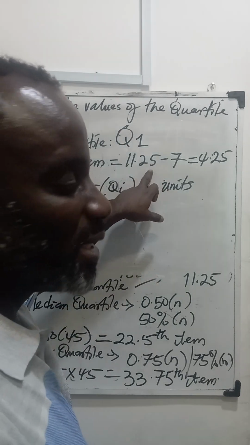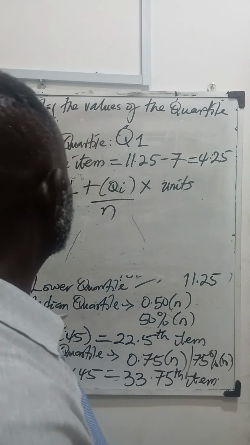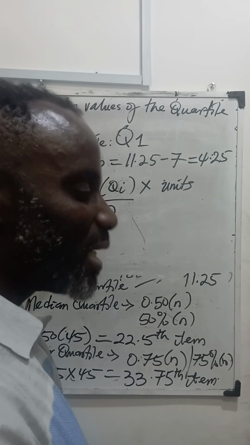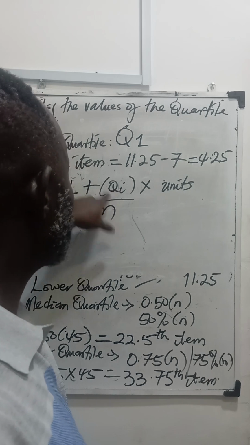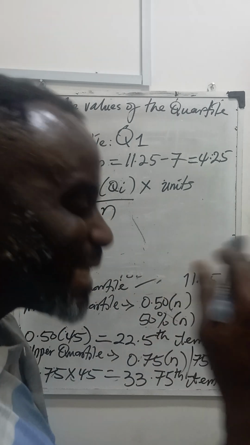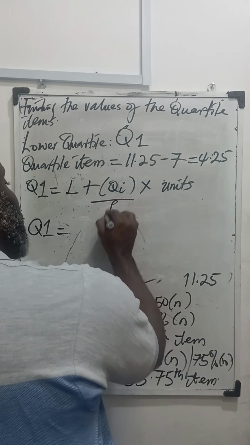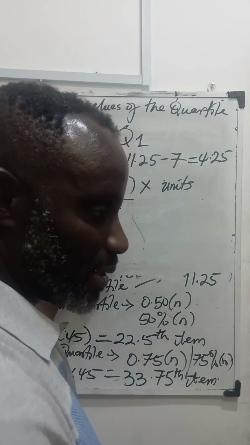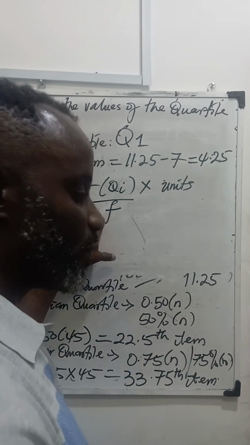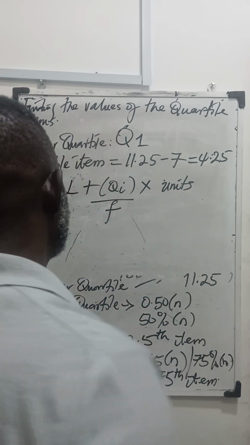So now, to get the quartile items, Q1, the value of the lower quartile, is equal to the lowest item plus the quartile item times the units over f. F stands for the next frequency from your table. That's what you're going to use to calculate it.